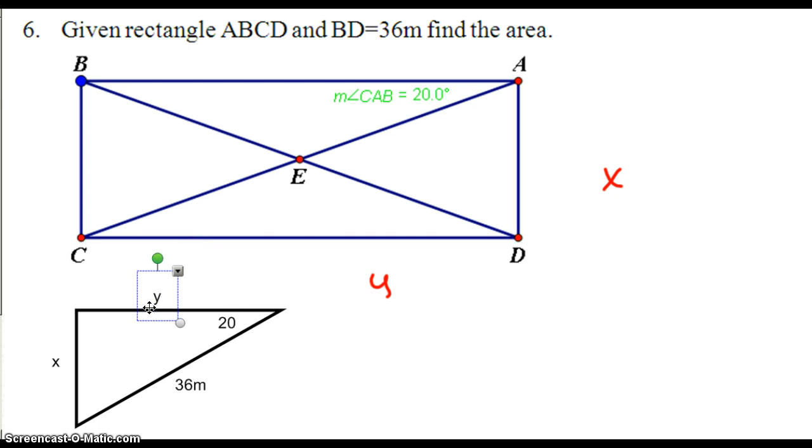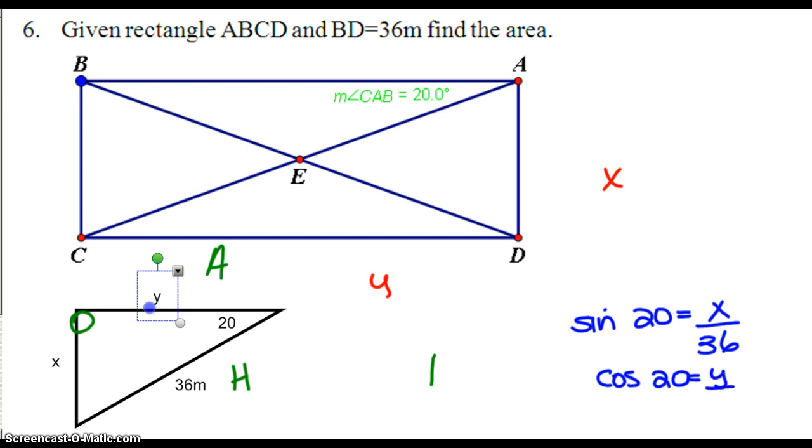So with that, we have an H, an A, and an O. So we're going to be using the sine of 20 degrees is the opposite over the hypotenuse. And we're also going to be solving the cosine of 20 degrees is the adjacent over the hypotenuse. In both these cases, the variable is high. And since the variable is high, we know that we need to be able to multiply.